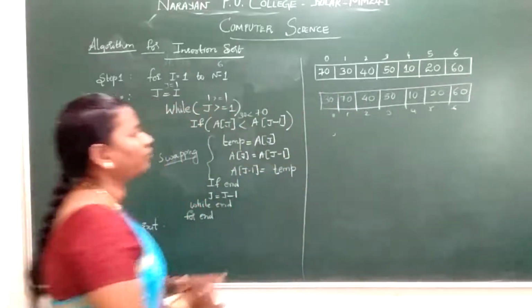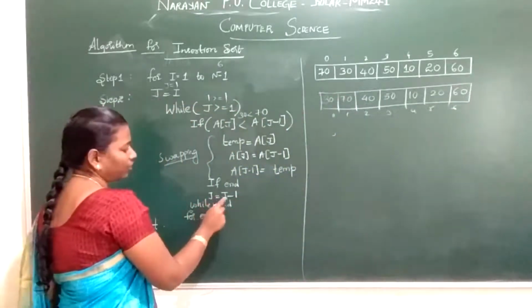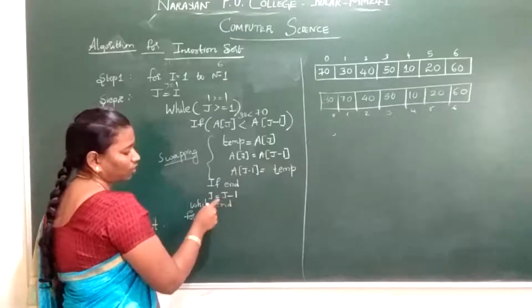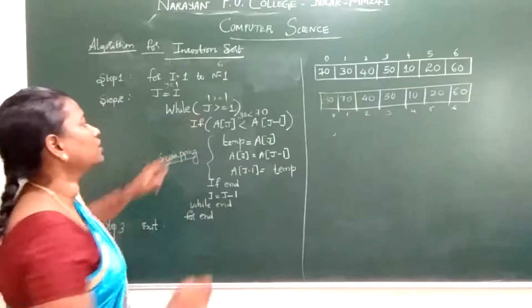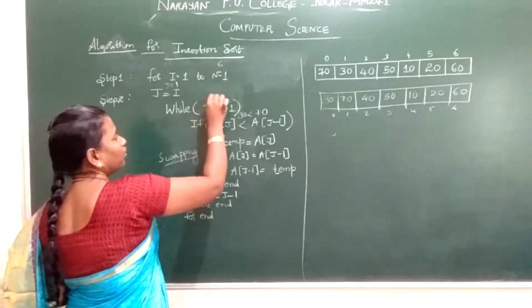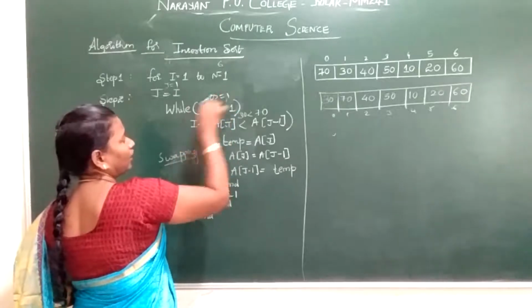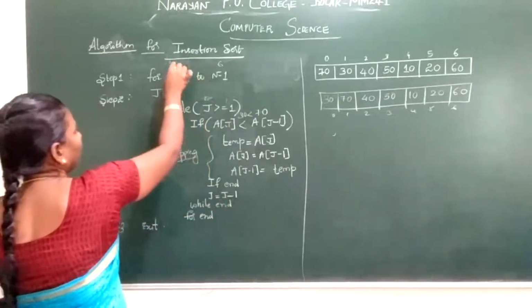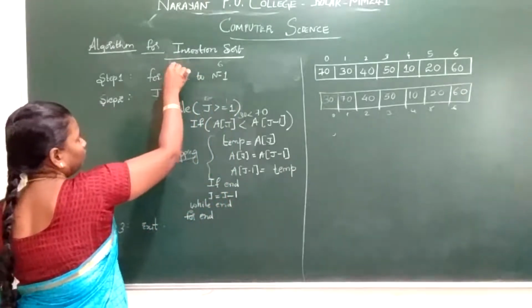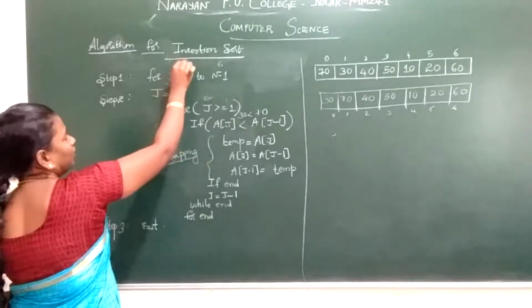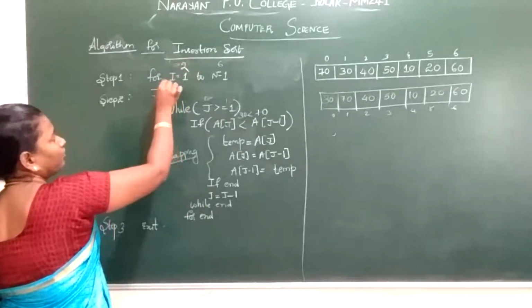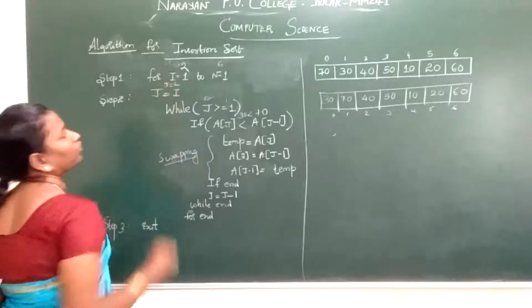Okay, after swapping it will be like this. Again j will become j minus 1, so 1 minus 1 is 0. Is 0 greater than or equal to 1? No, the condition fails. Now the i value will be incremented, so we come to the for loop. i is incremented to 2, so j value is 2.